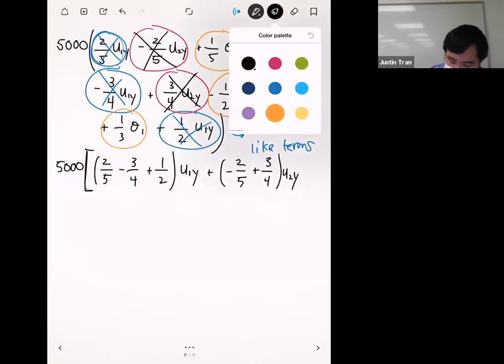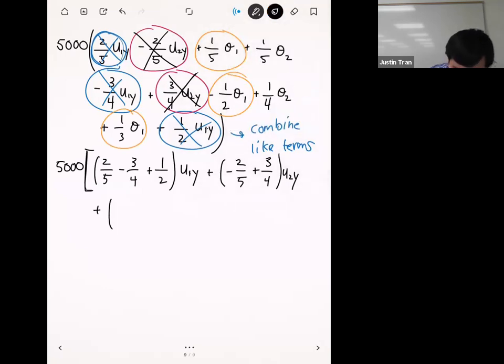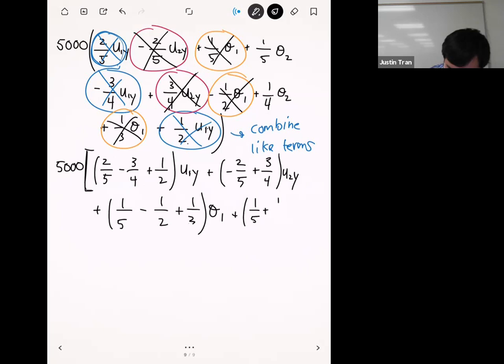For theta 1, I have all of those terms. And so I have a positive 1/5 minus a 1/2 plus a positive 1/3. Okay, theta 1. And then the last 2 terms, we can just read off whatever's left. And so we have a positive 1/5 theta 2 and a positive 1/4 theta 2. And then that's that.